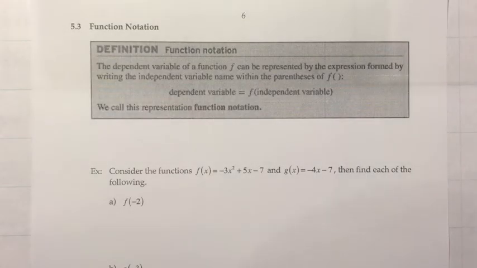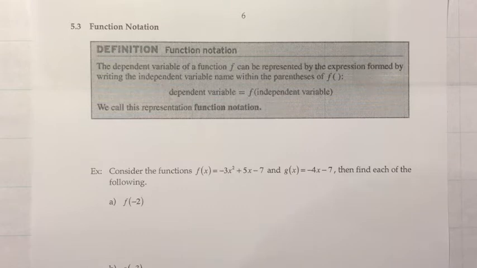Section 5.3, Function Notation. Let's start off with the definition of function notation. The dependent variable of a function f can be represented by the expression formed by writing the independent variable name within the parentheses of f parentheses. When we do that, we would say the dependent variable is equal to f of the independent variable, and we would call this representation function notation.